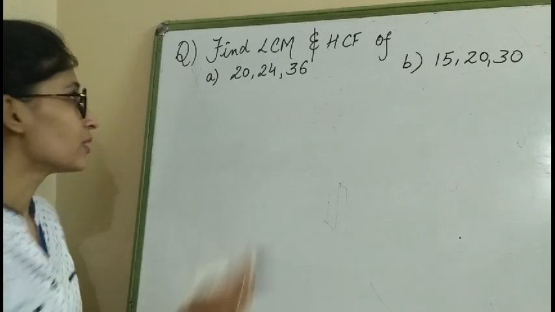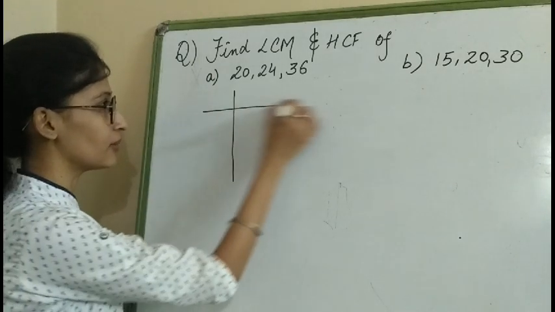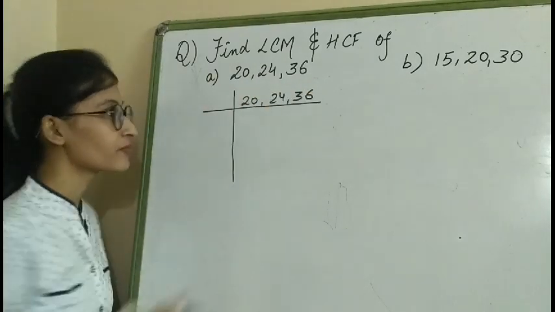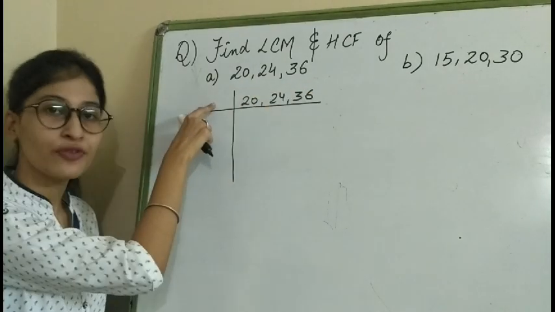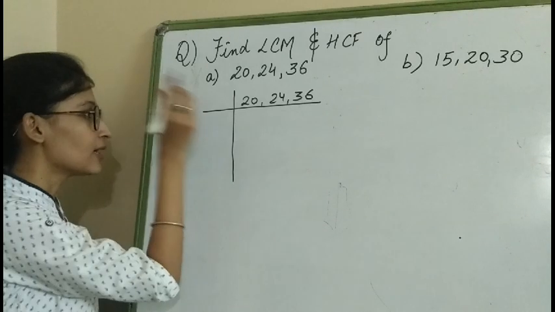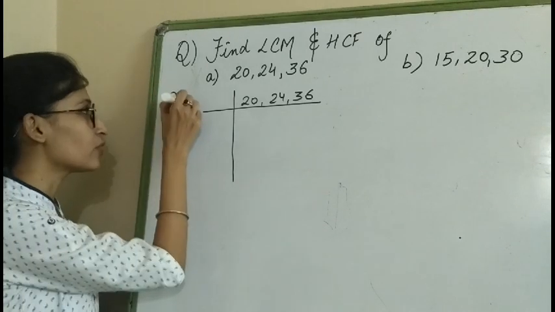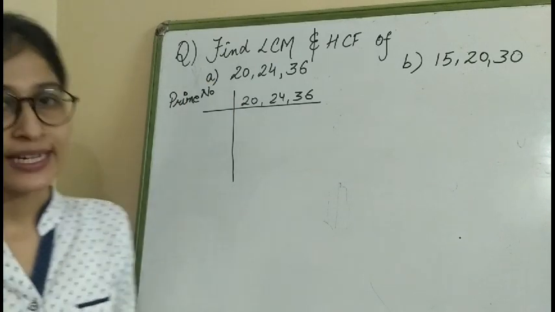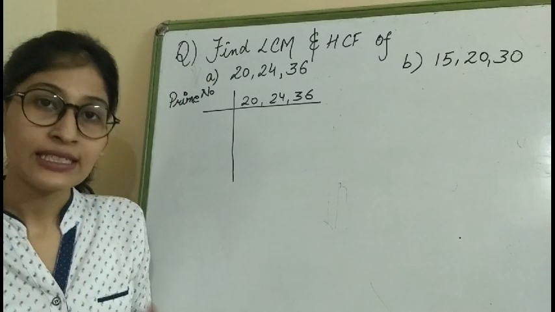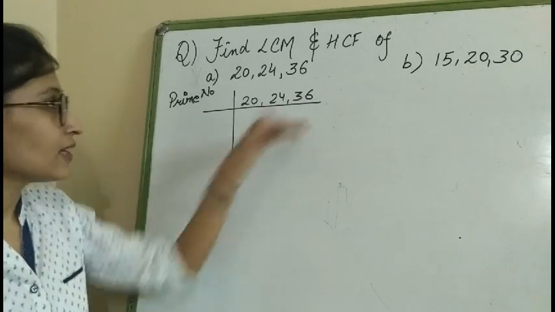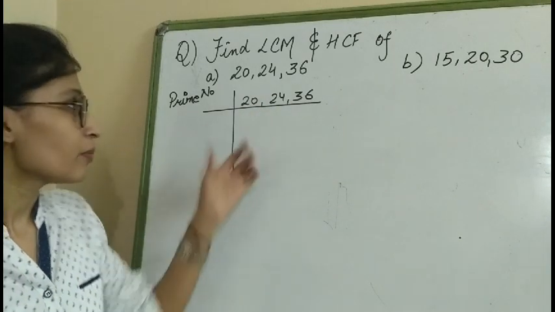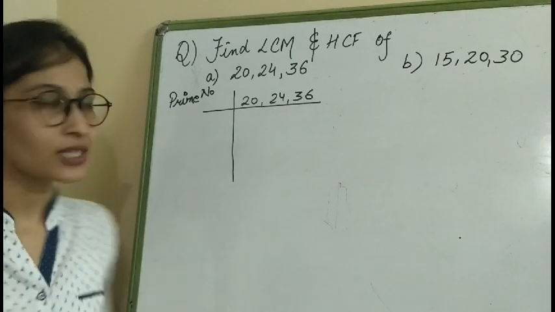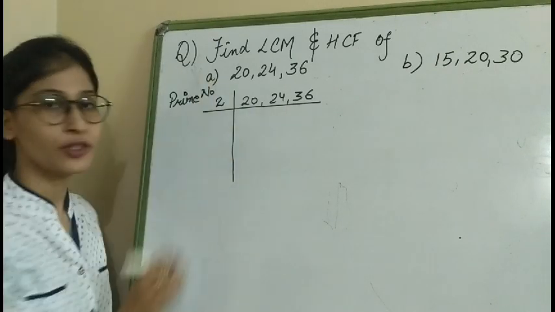We are given a question: find LCM and HCF of 20, 24 and 36. So what we are going to do is, first write these numbers like this. This side we are going to fill only prime numbers. Important point to note here is, we are going to write here only prime numbers. When we are finding HCF, we have to write the number by which we can divide all the three. So basically 20, 24 and 36. 2 can divide all these numbers. So first I am going to write here 2.